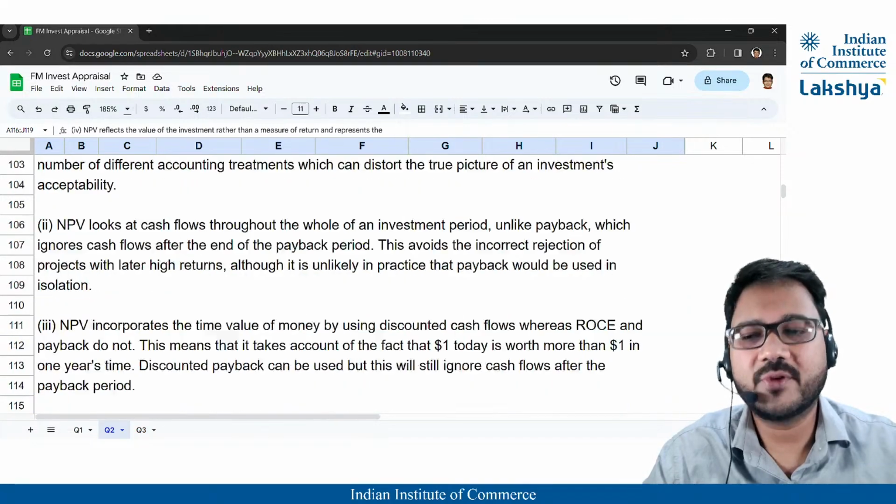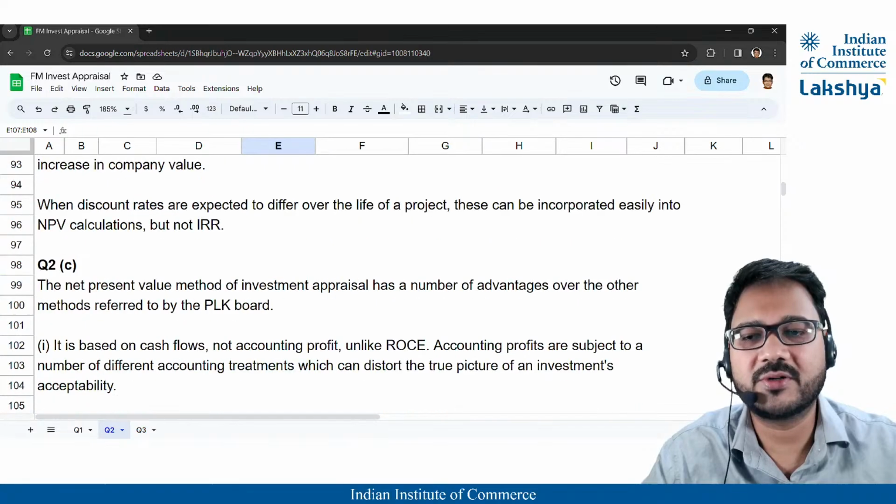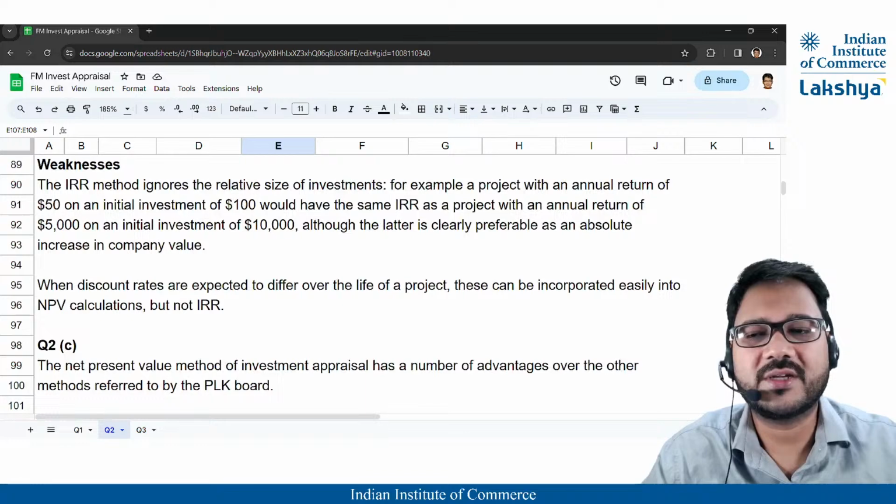So we have highlighted 4 points, 2 marks each. We are writing a few lines about it. Okay, two lines each, and we score our 8 marks.